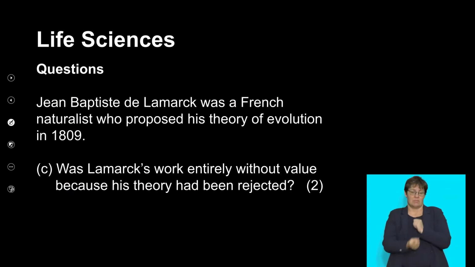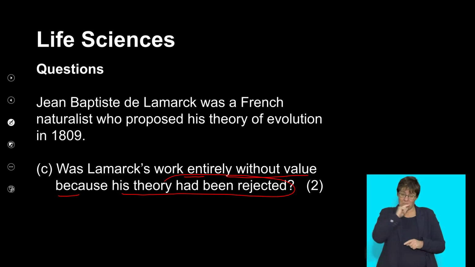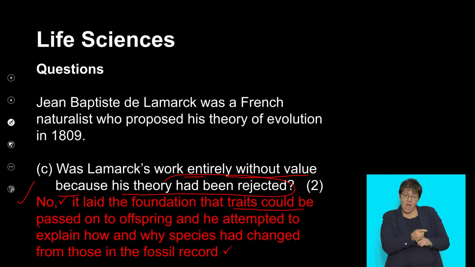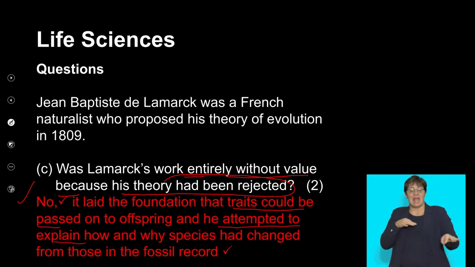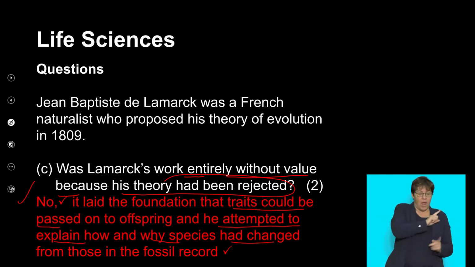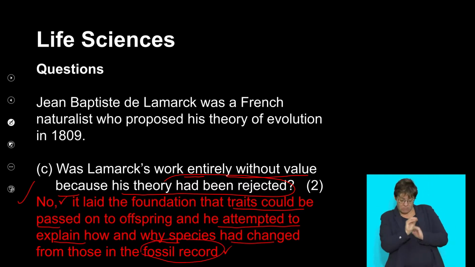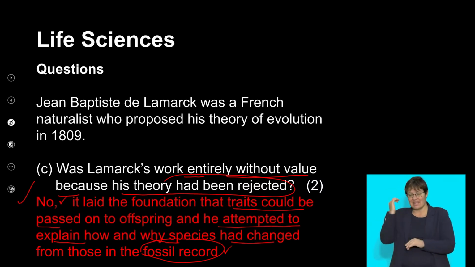One more question. Was Lamarck's work entirely without value because his theory had been rejected? Interesting question. The answer is no, guys. It laid the foundation that traits could be passed down to offspring, and he attempted to explain how and why species had changed. And from those, he had evidence from fossil records. However, his explanation of that was not conclusive, based on his theory that the more some characteristic was used, the better it developed.